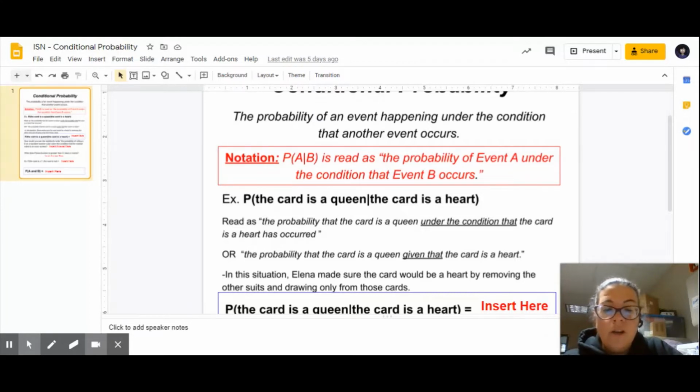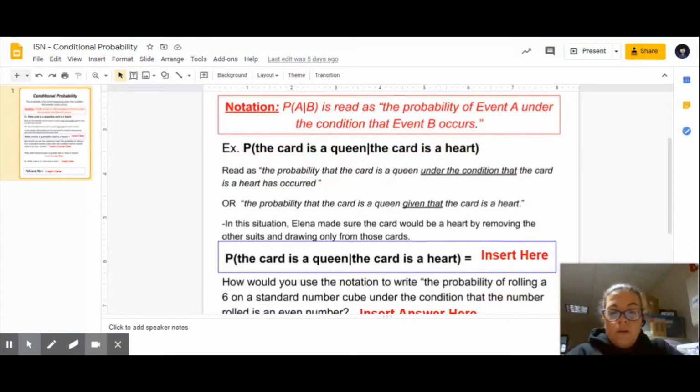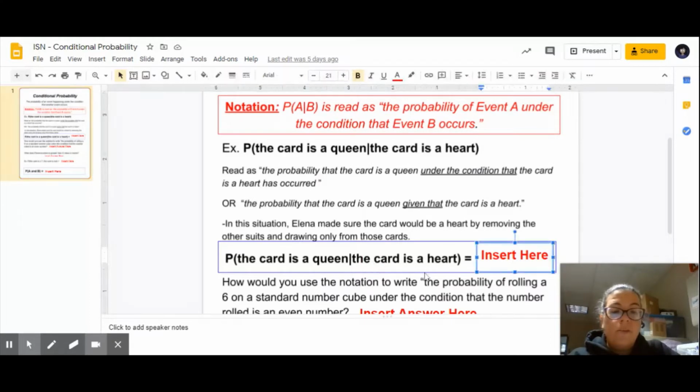In this situation, Elena made sure the card would be a heart by removing the other suits and drawing only from those cards. So what is the probability of picking a queen given that you have hearts? We talked about this before. This second piece, the card is a heart, becomes our denominator, and there are 13 hearts in a deck of cards. Out of those 13, the number of queens becomes our numerator. There's one queen out of 13, so it's a 1 out of 13 chance, which is 0.08 as a decimal.